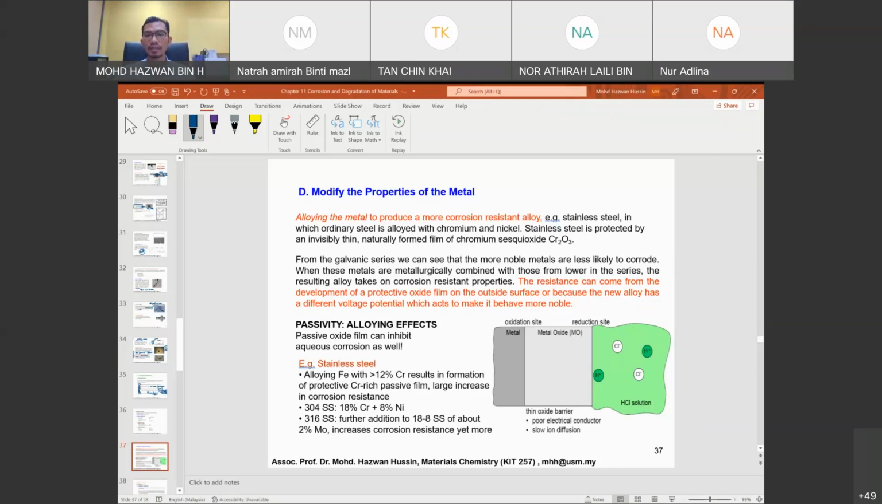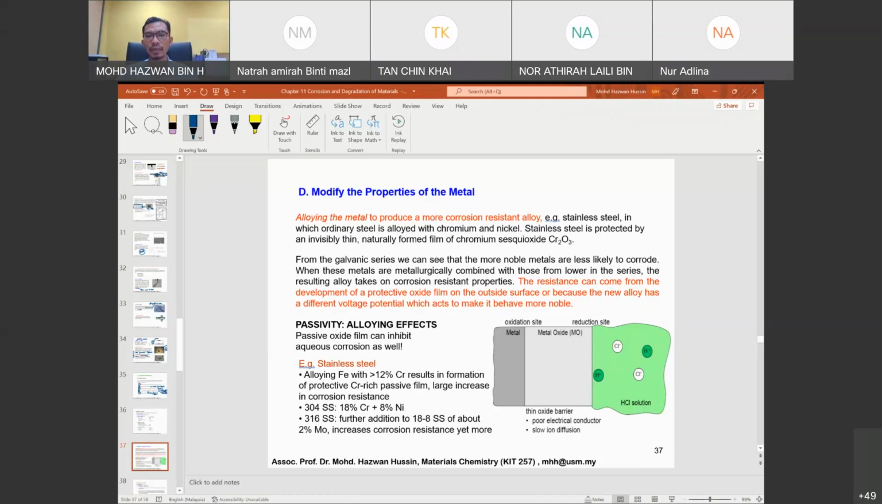then it will give more corrosion resistant properties. For example, stainless steel, in which ordinary steel is alloyed with chromium and nickel. Stainless steel is protected by an invisibly thin, naturally formed film of chromium oxide. So this is actually how stainless steel is not going to corrode. You see that stainless steel is made from steel, but it cannot corrode because it has this chromium oxide film or layer.